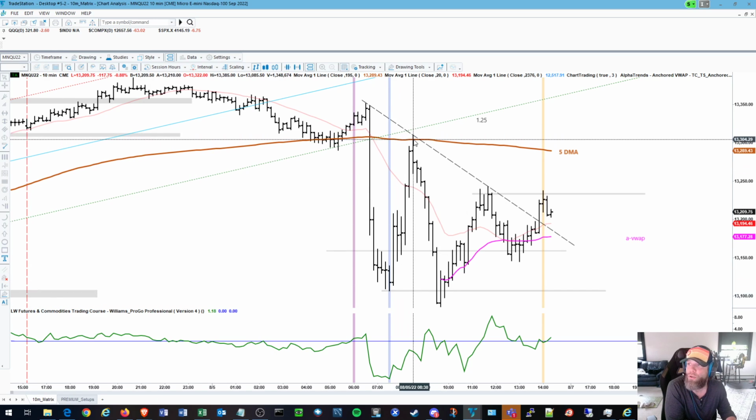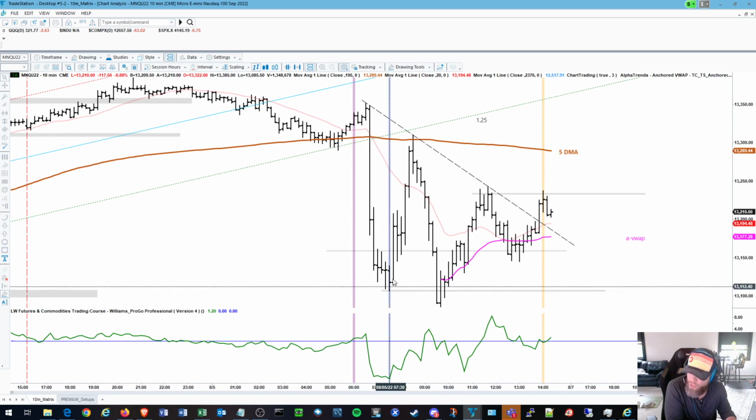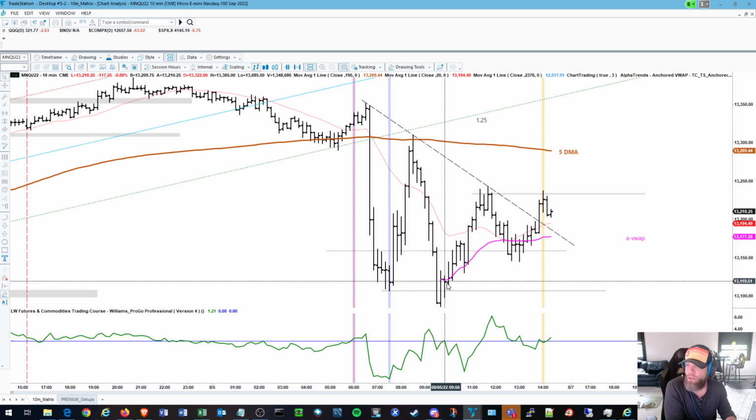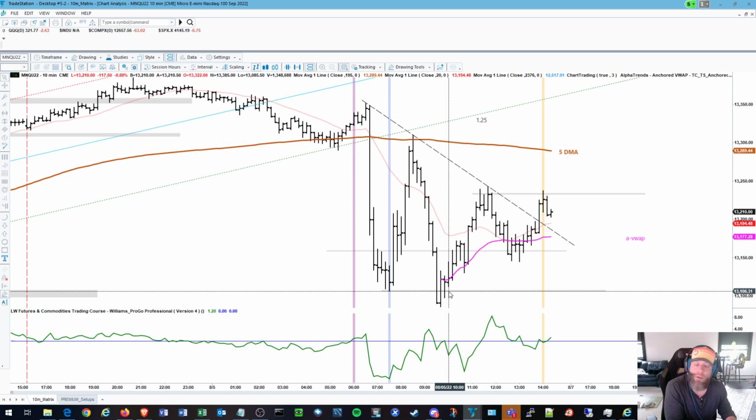This was a really good return back up into the 5 DMA. Should have been short here. This was an indication that I was going to pay attention, and I think just when we were finishing the morning impression video, I did take an ask off of here, and this worked out really, really well. Does it always work out that well? I was kind of hoping on it.